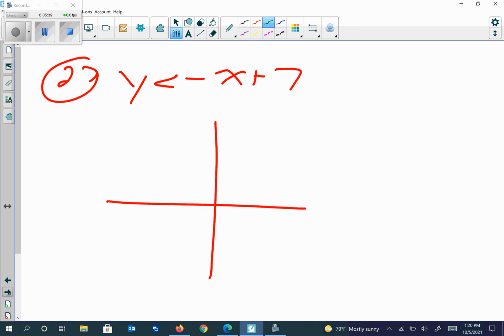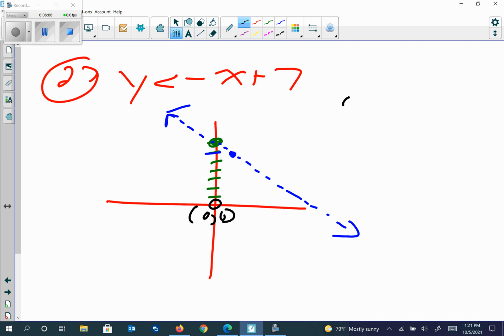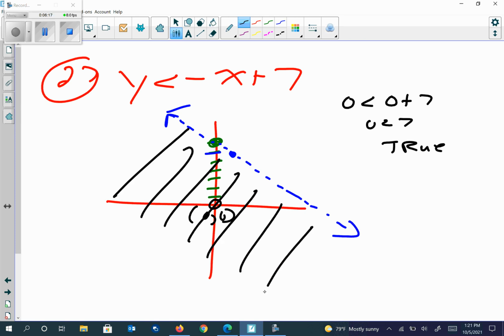Number 27, this is an inequality. So I know I have a y-intercept at 7. My slope is going to be negative 1, so I'm going to go down 1, right 1. This is a dotted line because I don't have an equal sign. Okay, I have an inequality without the equal sign underneath it. Our test point we're going to pick is 0, 0. So 0, 0 is right here. If that's true, we shade the side that it's on. If it's false, we shade the other side of the blue line. So I'm going to get 0 is less than negative 0, which is 0, plus 7, so 0 is less than 7. That's true. Shade the side 0, 0 is on. So this is where your region exists.